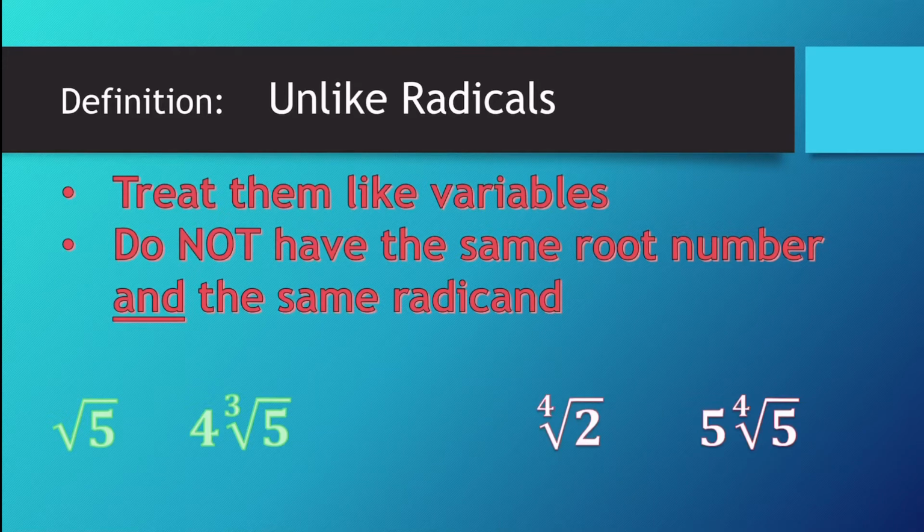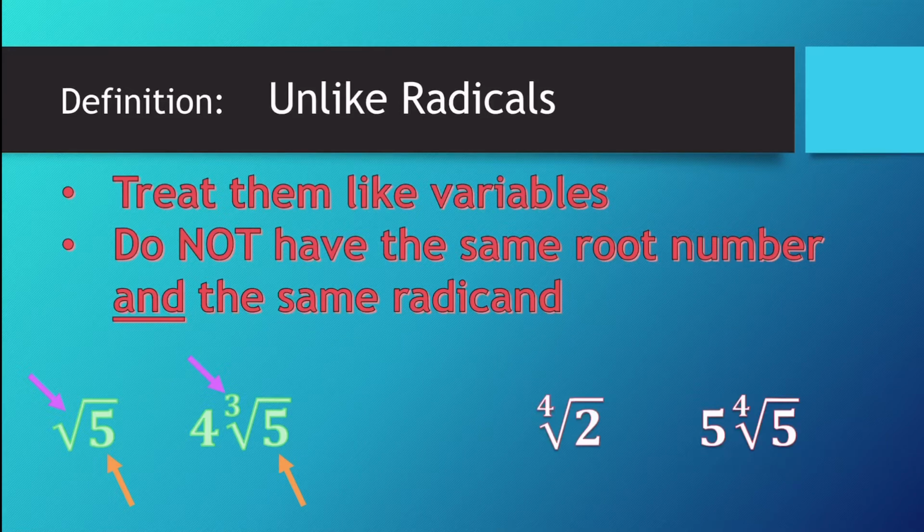Unlike radicals, well, it's the exact opposite of what a like one is. They do not have the same root and same radicand, okay? So if we take a look, here my radicand is 5, and it's also 5 here. So far we'd be thinking, okay, it's the same. We can combine these. But what you have to also look at again is the index. Here my index is a 2, while here my index is a 3. Therefore, they are not like radicals. Even though the radicands are the same, the roots are not.